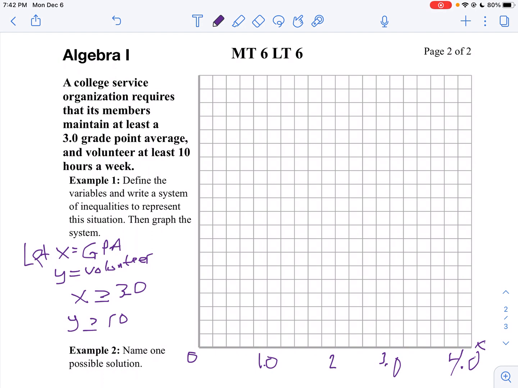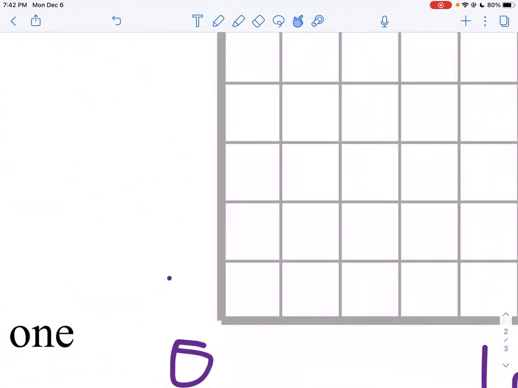Now I'm going to count by ones for my volunteer hours because I want to have 10 on there and I want to have a little bit of margin. So I think that's the easiest way. Let's count by ones. So 0, I'm going to make this bigger so I can write my numbers smaller on here.